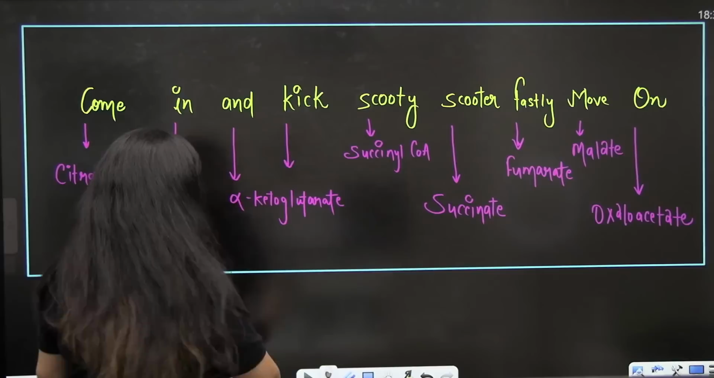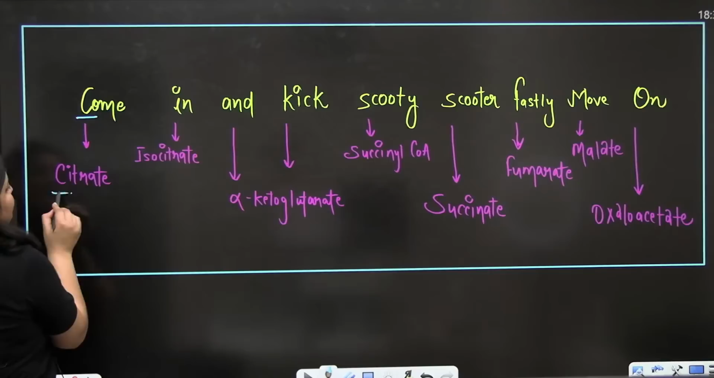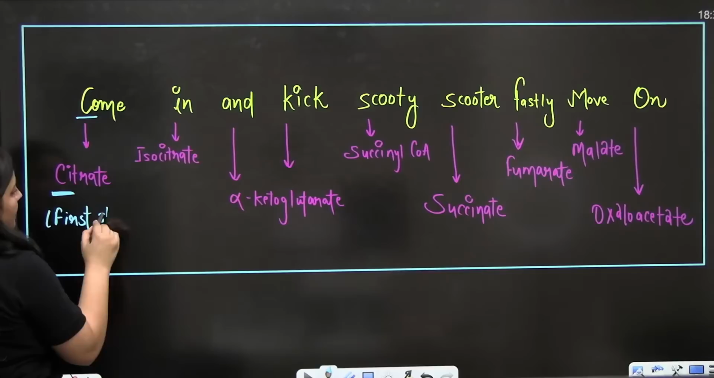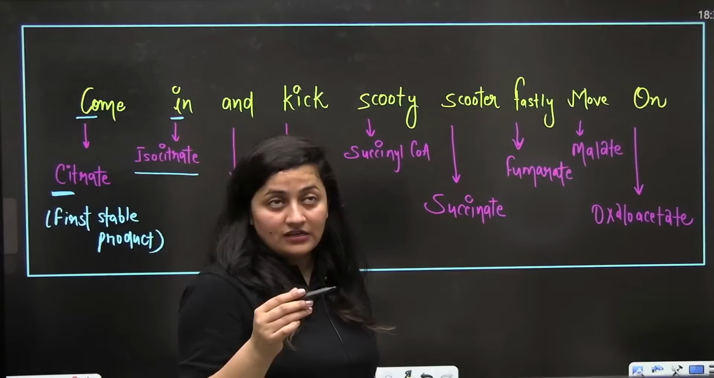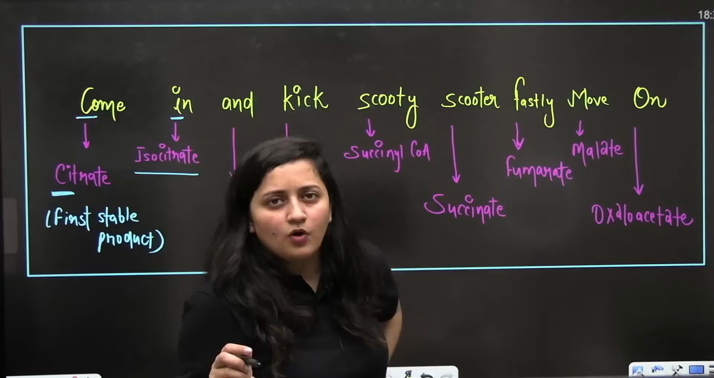Now come to this. Now you must be thinking, ma'am, what is this? This is it. See. C means citrate. Citrate, the first stable product. I'll tell you how. As of now, just remember the names. Then I is isocitrate. In between, we have one more compound, aconitate, but that is not stable. So we are majorly focusing on the stable compounds.